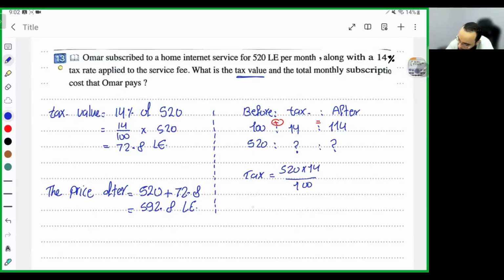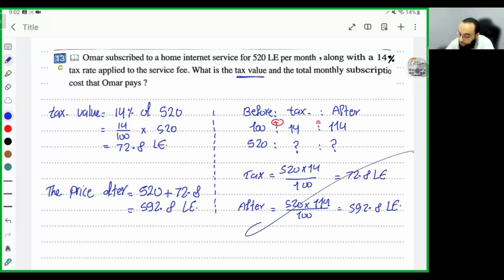You can do it with the calculator. And the price after the tax is going to be 520 times 114 over 100. Both are correct. This is going to be 72.8 with the calculator, and this is going to be 592.8 with the calculator. If you solve it like that, it's correct. If you solve it like that, it's also correct. Both are correct. Any problem? No.